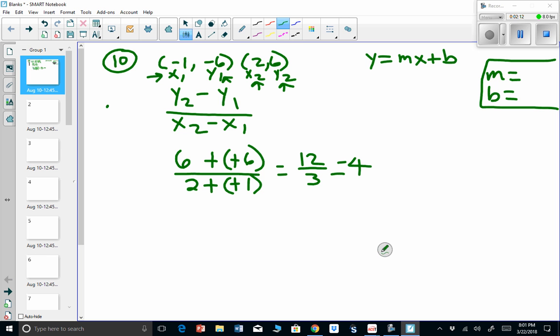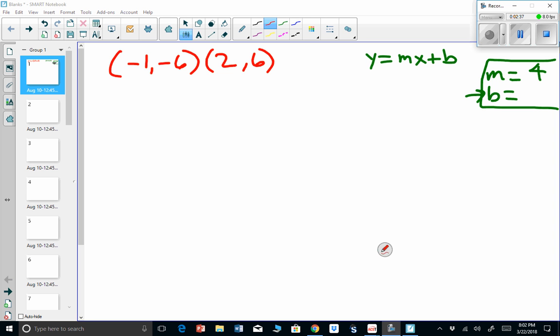This was the slope formula. So m equals 4. You need that piece of information. I'm going to put that over here, that m equals 4. Well, what else do we need? We need b. Now I'm going to erase most of what I have here to make room for the next step. Okay, our points are still up there, -1, -6, and 2, 6.